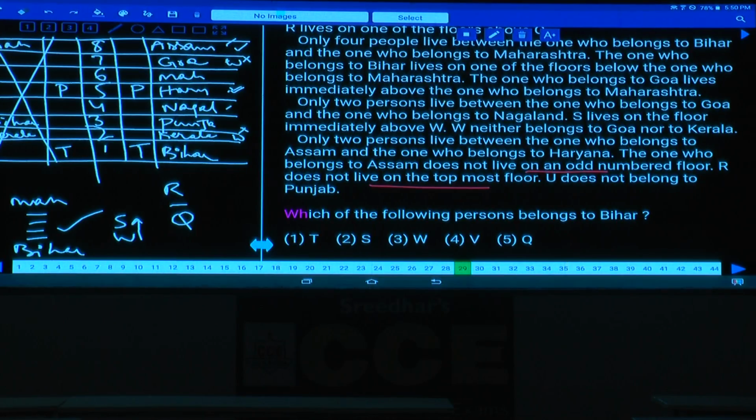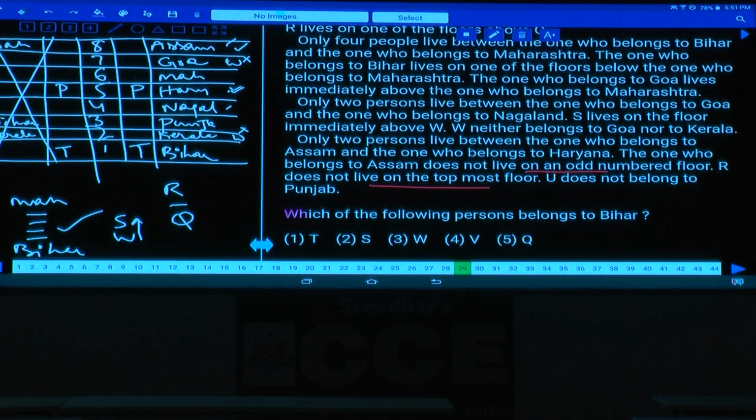R and Q must be in alternate places. R does not live on the topmost floor. R and Q can be like this, because there is one person between R and Q. Now, who is above whom? R lives on one of the floors above Q. As R lives above Q, R cannot be on the 8th floor. Hence, where must R be? Tell me whether R can be on the 6th floor or not.